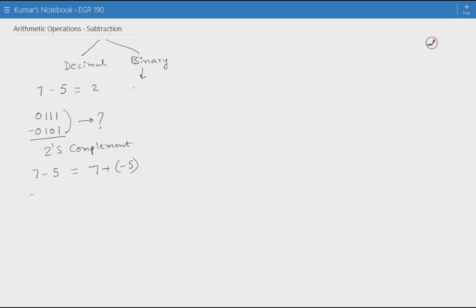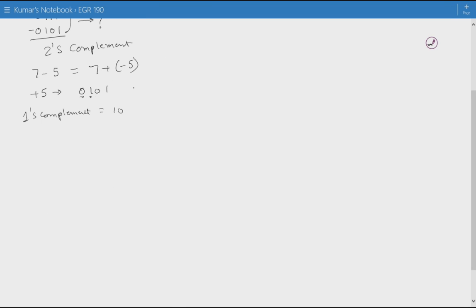So let's see here. Plus 5, we know this is 0, 1, 0, 1. So 1's complement is just flipping the zeros with 1's and 1's with zeros. So we have a 0 that becomes a 1. We have a 1 that becomes a 0. And sorry, this is a 0 that becomes a 1. This is a 1 that becomes a 0. And 2's complement is just adding 1 to it. That's it. So 0 plus 1 becomes 1, 1 becomes 1, 0 and 1.